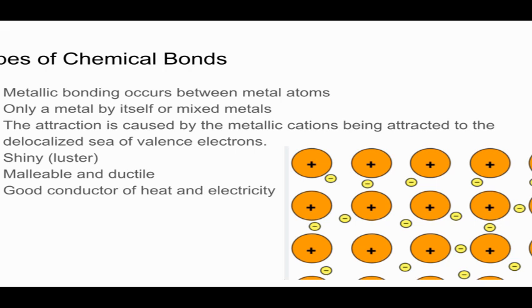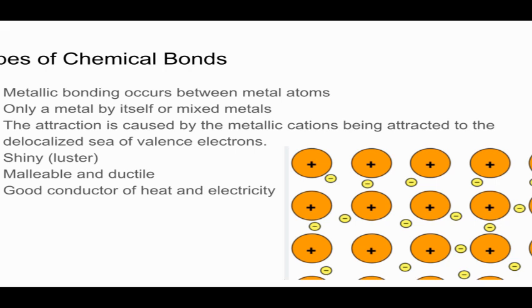And what happens is the positive nuclei are all there and they create a structure. And then they just sort of share all the valence electrons. They call it a sea of electrons. It's a delocalized sea of electrons. So delocalized means it's no longer connected to an individual atom of that metal. They just sort of share all the electrons. Because of this, they are able to shift around a lot more than your ionic and covalent compounds.